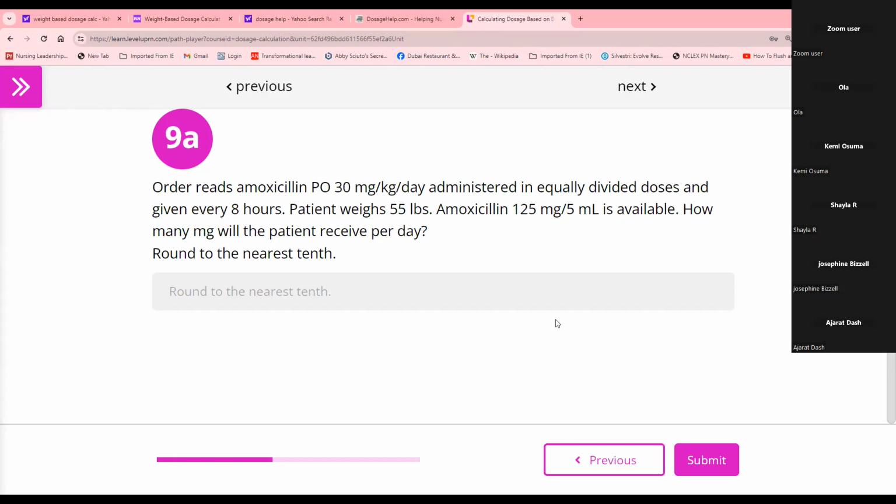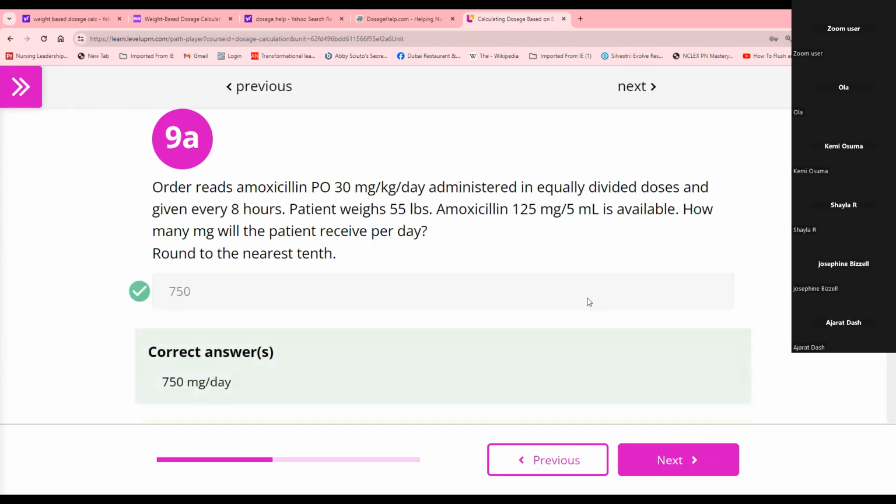750 milligrams per day. Okay, is that what everybody else got? Yes, 750, right? Even? Yes. I gotta clear mine. Great job.